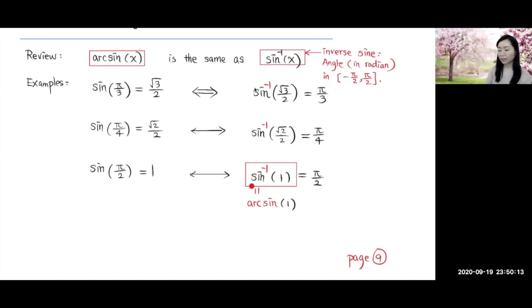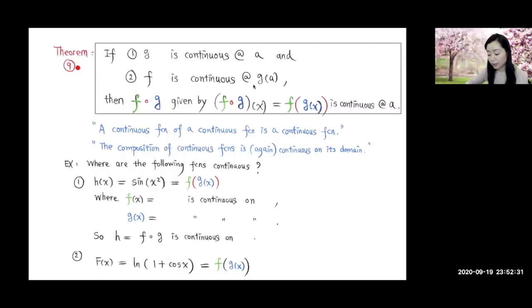Okay, this theorem says that if the function g is continuous at a, and the function f is continuous at g of a, then when you compose f with g, this composition is going to be continuous at a. If we want to say this in one sentence, you can remember it this way: a continuous function of a continuous function is again a continuous function. Or you can say the composition of continuous functions is again continuous on its domain.